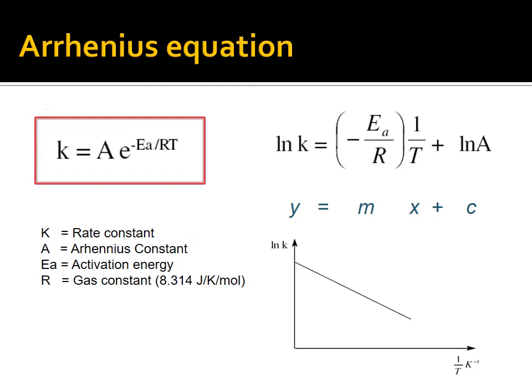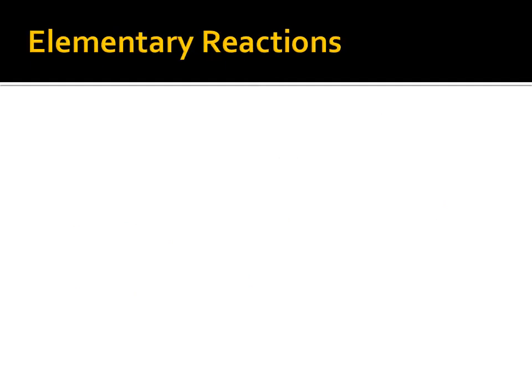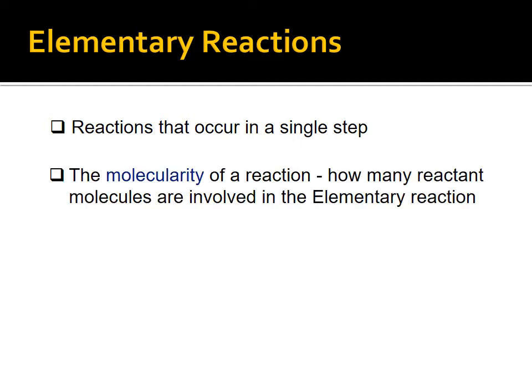T is the temperature. When you are learning chemical kinetics, we should know different types of reactions. First, we can learn elementary reactions. A reaction that occurs in a single step we call an elementary reaction. The molecularity of a reaction represents how many reactant molecules are involved in the elementary reaction.